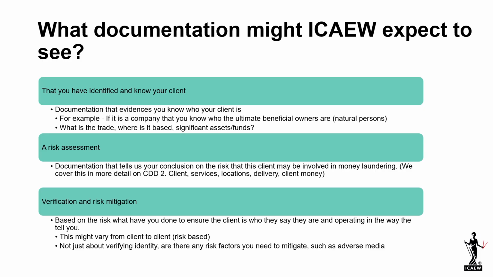So what documentation might we as your supervisor expect to see when we come out on a visit? Or even if we do it remotely, we might expect you to send in to us to review. Well, we want to know that you've identified and that you know your client. So we want to know that you've got the appropriate amount of know your client information. It can be disparate, but basically, we want to ensure that you have documentation somewhere that evidences you know who the client is. For example, if it is a company, we need to know that you know who the ultimate beneficial owners are. What's the trade of the company? Where is it based? Does it have significant assets and funds?